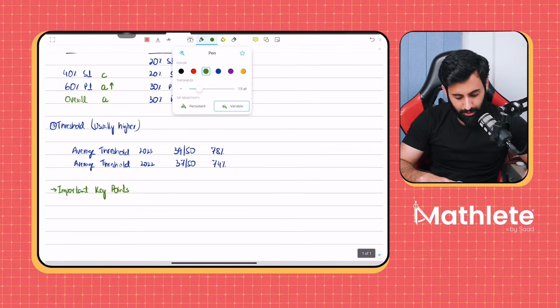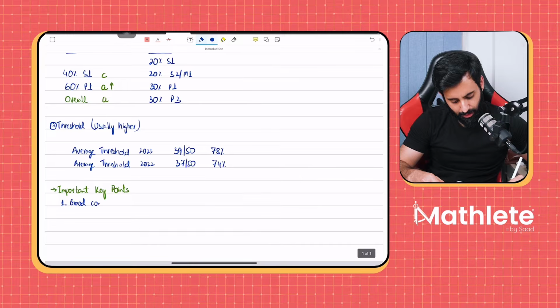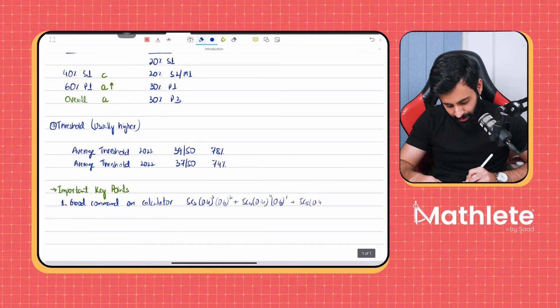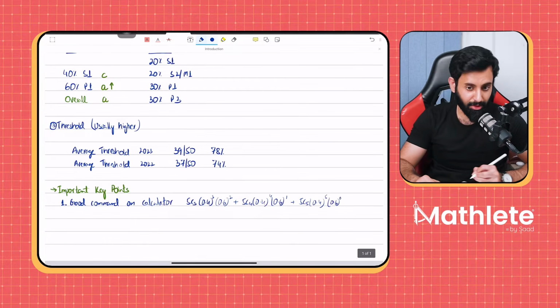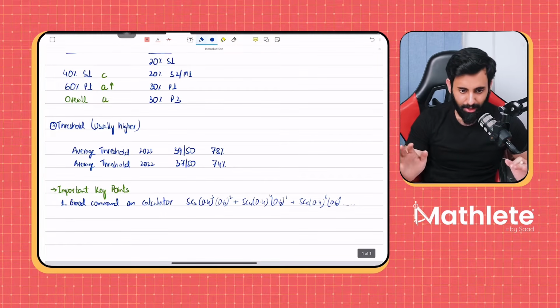Okay. So important key points, or you can say a couple of things to keep in mind. I've already mentioned them. Number 1 is that you got to have a good command on your calculator. Very important. Just to give you guys an idea, these are the kind of calculations that you will be doing. 5C3, 0.4 to the power of 3, 0.6 to the power of 2, plus 5C4, 0.4 to the power of 4, 0.6 to the power of 1, plus 5C5, 0.4 to the power of 5, 0.6 to the power of 0. Okay, so these are the kind of calculations that you will be asked to do, just to give you guys a random idea.